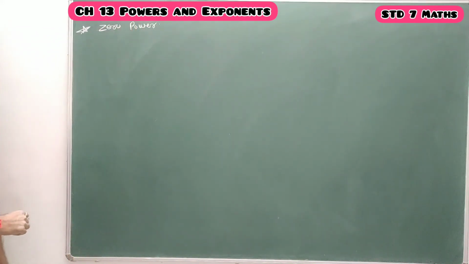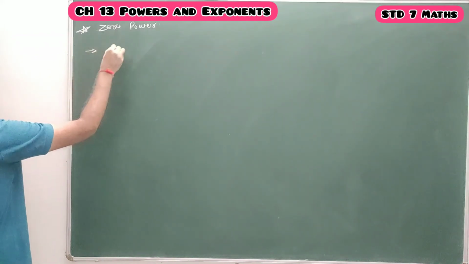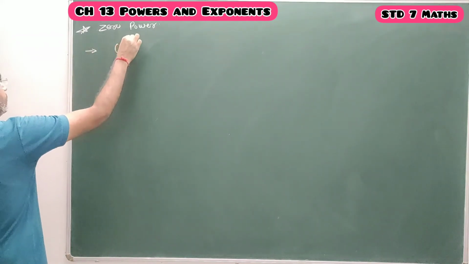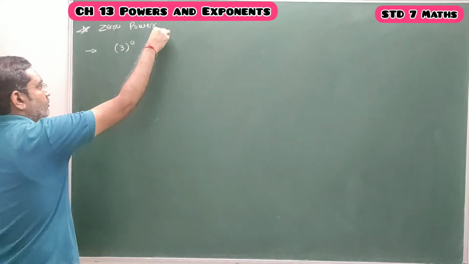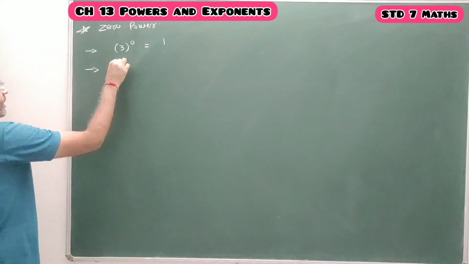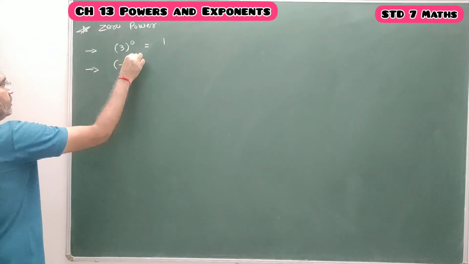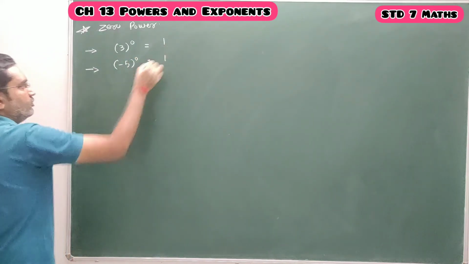Consider the concept of zero power. For example, suppose 3 raised to the power 0. Any number with zero power is always equal to 1. For example, if you have a negative number, minus 5 raised to 0, any number with 0 power is always equal to 1.